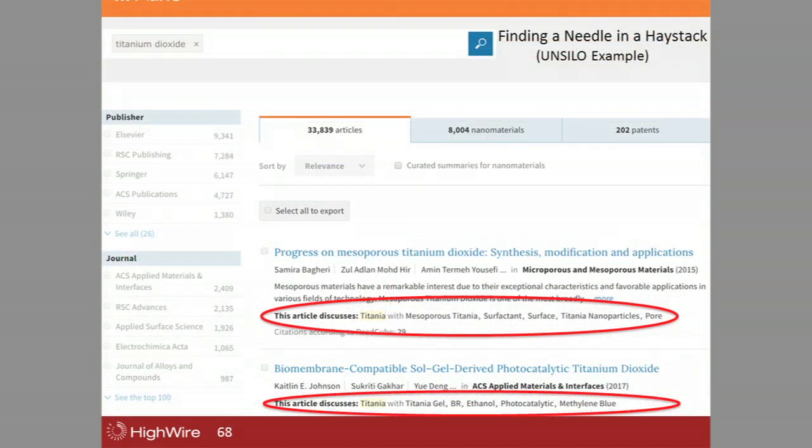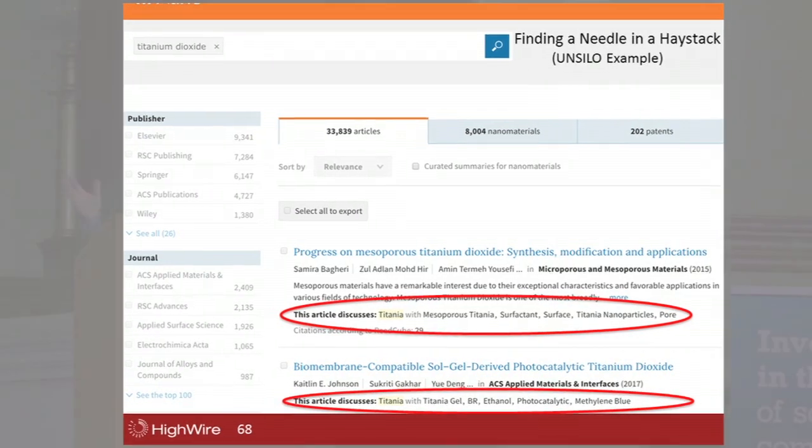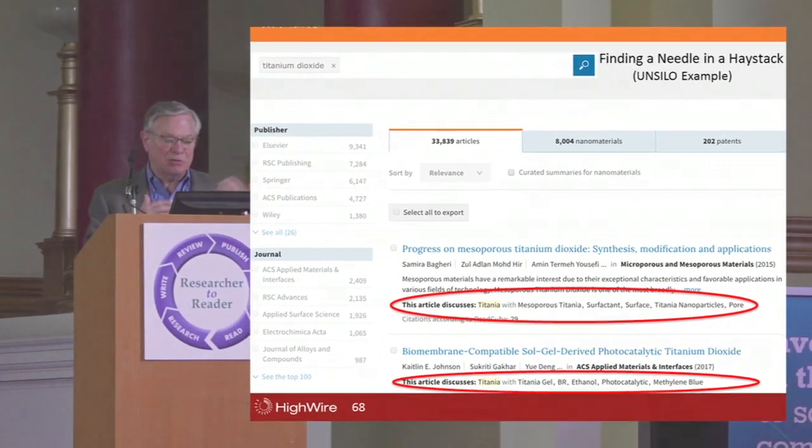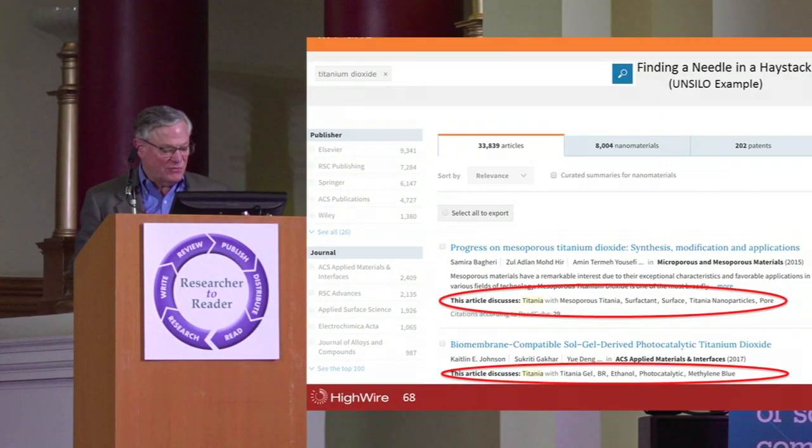This tool was created by UnSilo for Nature. And it has a feature that I find particularly interesting for keeping up. It helps me find things that are related to my interests but buried inside an article, possibly not even mentioned in the article title or abstract. And for a lot of people, you might be interested in a small piece of an article, a method or a reaction or something like that, but you want to apply it in a different domain. So you're not even reading that particular journal. You may not even have heard about the journal.